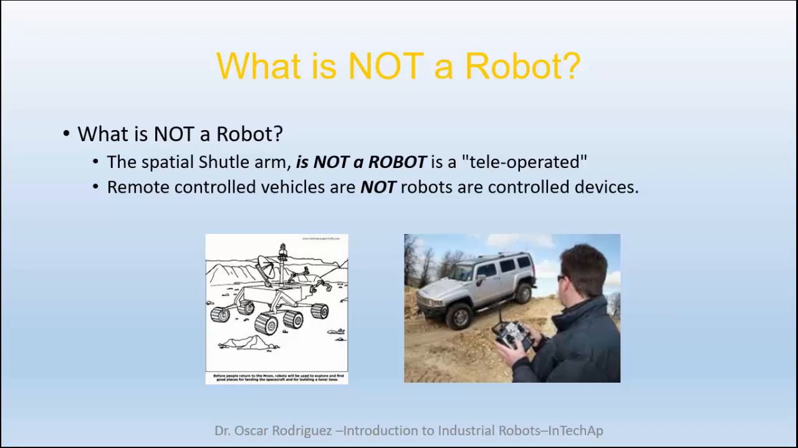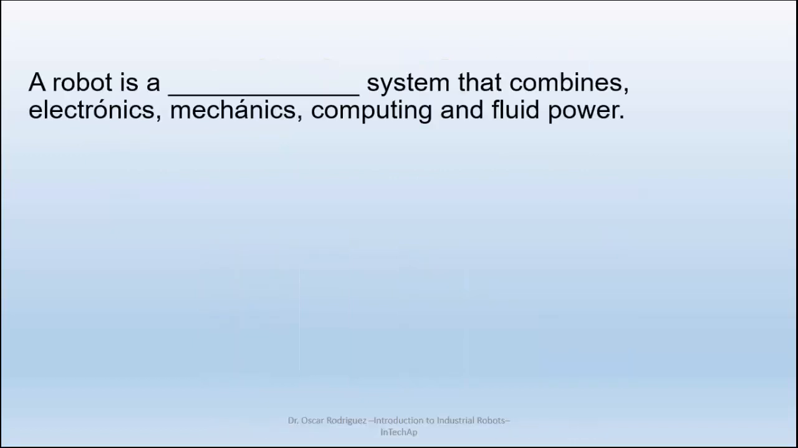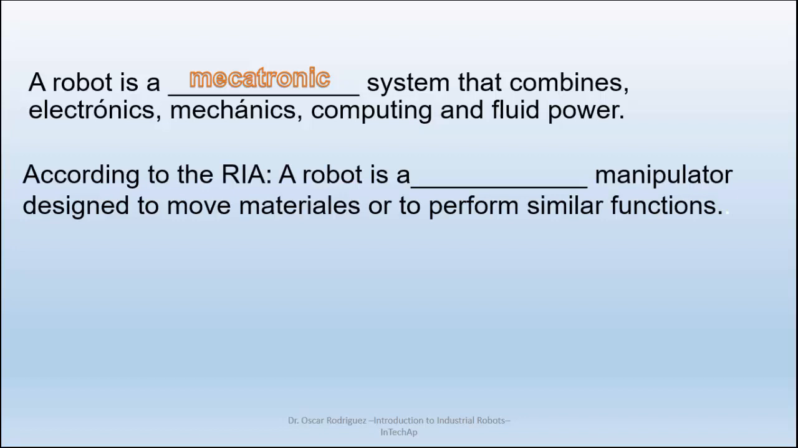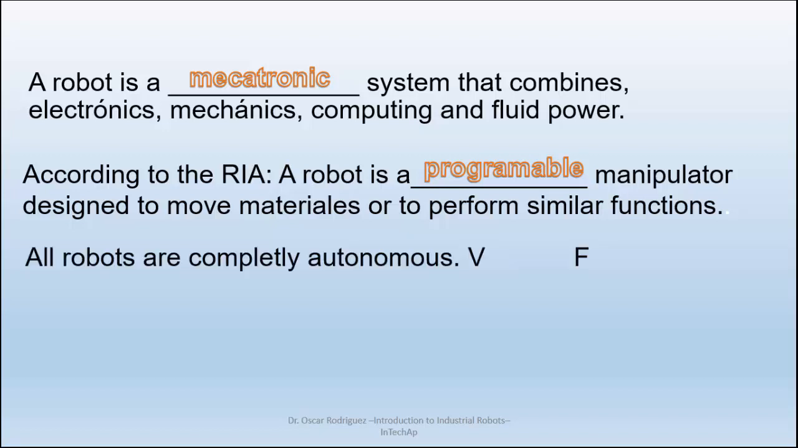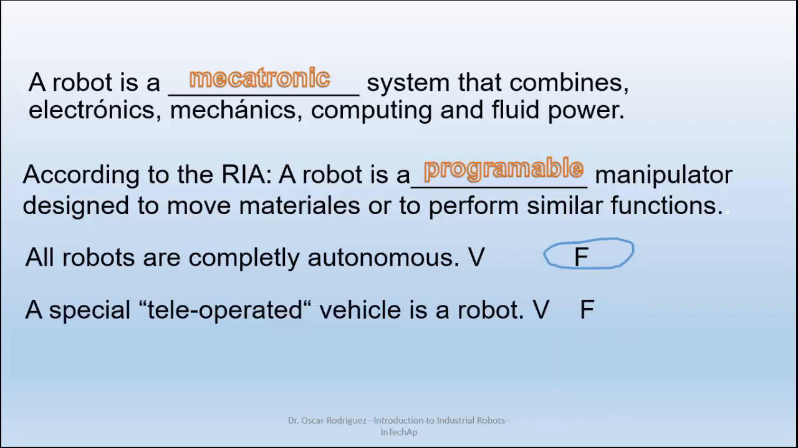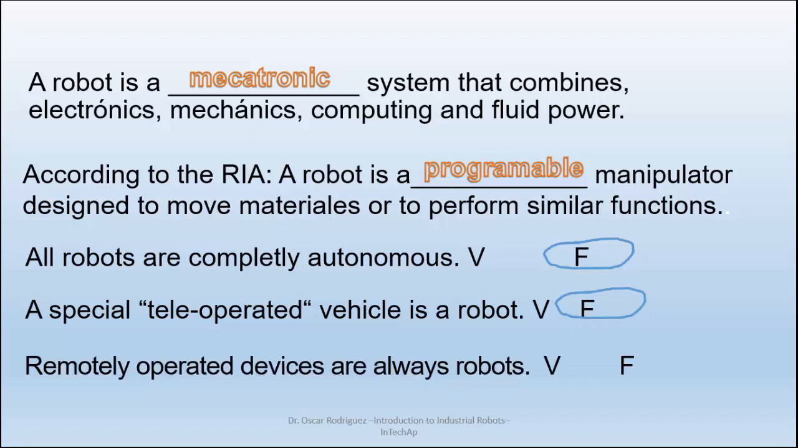So that's what we have been talking about today. A robot is a system that combines all these technologies. It's a mechatronic system, a kind of coined word that is more and more prevalent today. According to the Robotics Industry Association, a robot is a reprogrammable manipulator designed to move materials or to perform similar functions. What about this statement: are all robots completely autonomous? No, they are not. Is a special teleoperated vehicle considered a robot? No, that's actually a teleoperator. Are remotely controlled devices always robots? No, they're not. They're exactly remotely controlled or operated devices.